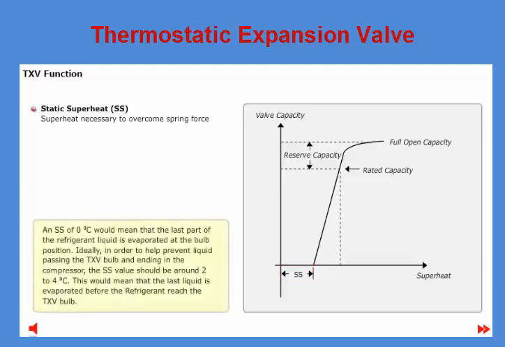An SS of 0 degrees would mean that the last part of the refrigerant liquid is evaporated at the bulb position. Ideally, in order to help prevent liquid passing the TXV bulb and ending in the compressor, the SS value should be around 2 to 4 degrees. This would mean that the last liquid is evaporated before the refrigerant reaches the TXV bulb.